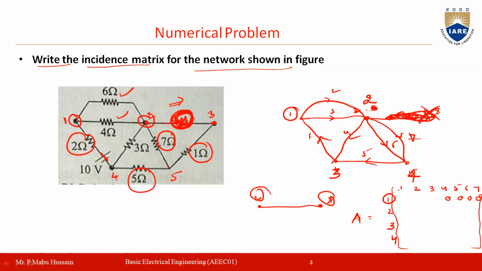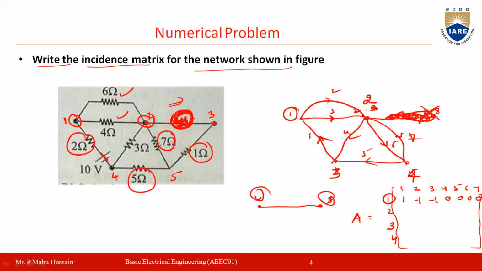Okay, then you have to observe the connected elements. 1, 2, 3 are connected to the first node, and you observe the direction. If the direction is towards the node, you can take plus. If it is away from the node, you can take it as minus, or in the reverse also you can take. There is no problem. So now here, the first one is towards the node, so I am taking it to be +1. If it is away from the node, I am taking it to be -1. 2 and 3 are away from the node. Okay, so similarly you can represent all the nodes, right?